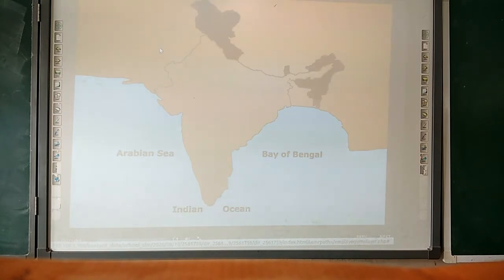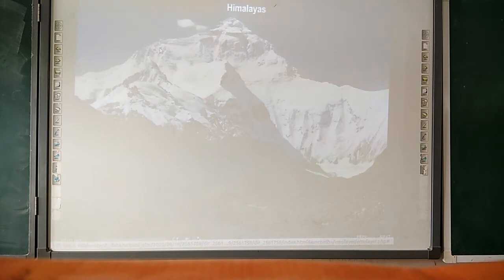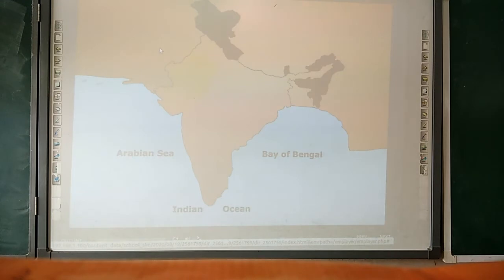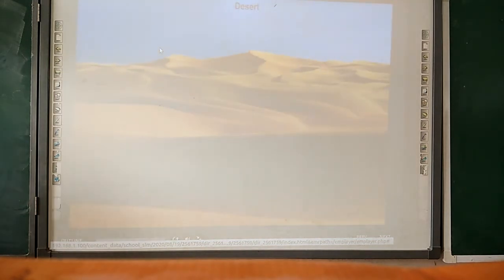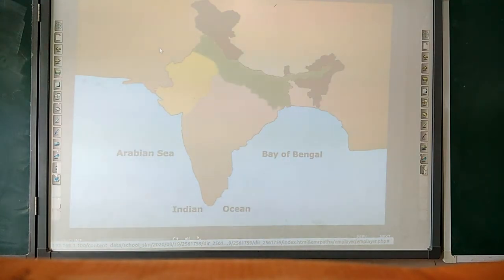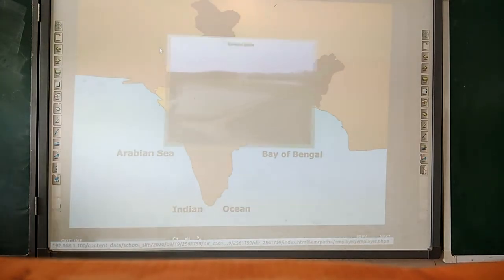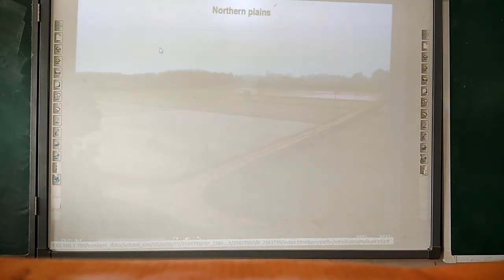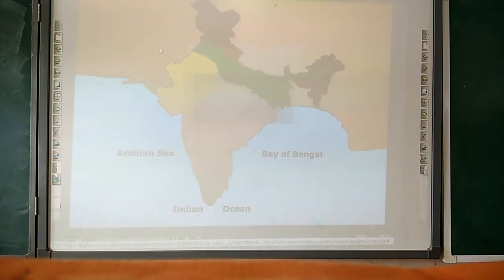The Himalayas, young fold mountains, run in a west-east direction from the Indus to the Brahmaputra. The Indian desert is an undulating sandy plain covered with sand dunes and receives very low rainfall. The northern plains, being about 2,400 km long and 240 to 320 km broad, are a densely populated and agriculturally productive part of India.